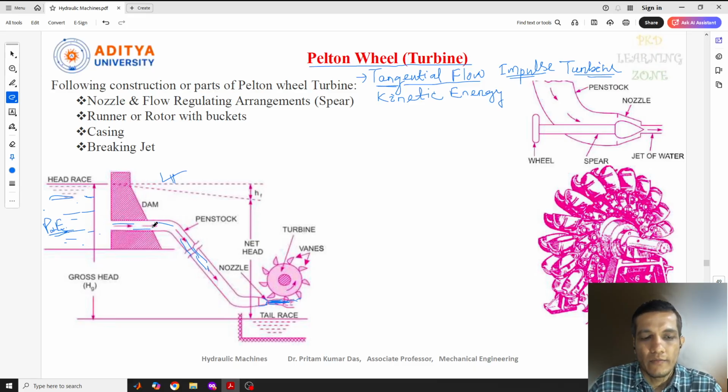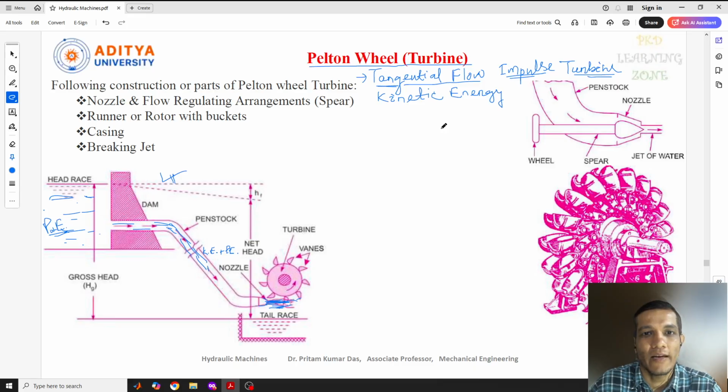When the liquid starts flowing inside this, as I told you, kinetic energy as well as pressure energy both are there. But while it is coming out from this nozzle, this pressure energy is converted to kinetic energy, and it strikes the vanes here. And the pressure acting here is atmospheric pressure. So the pressure at the inlet of the runner and the outlet of the turbine is atmospheric. That's why there is no pressure difference in the impulse turbine.